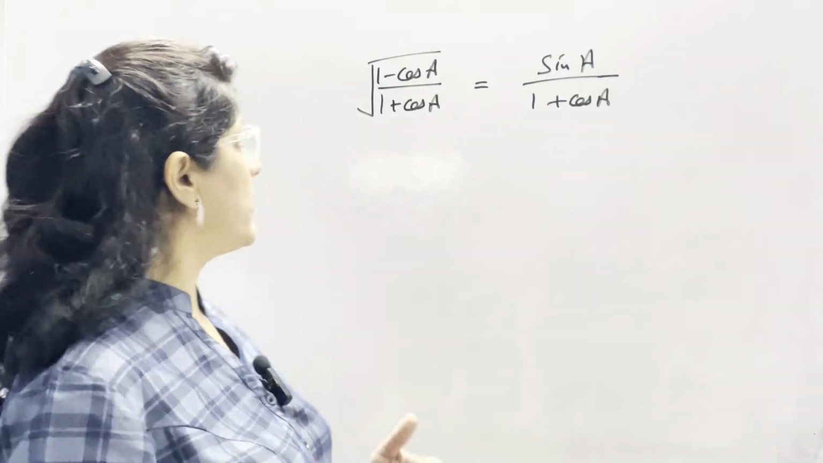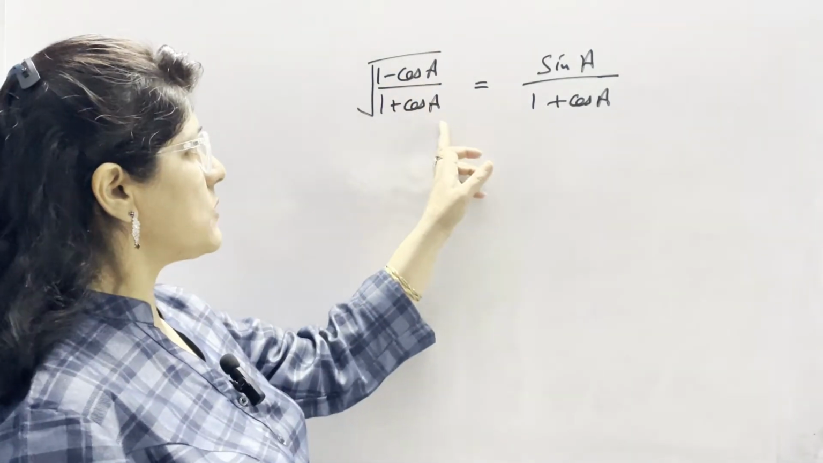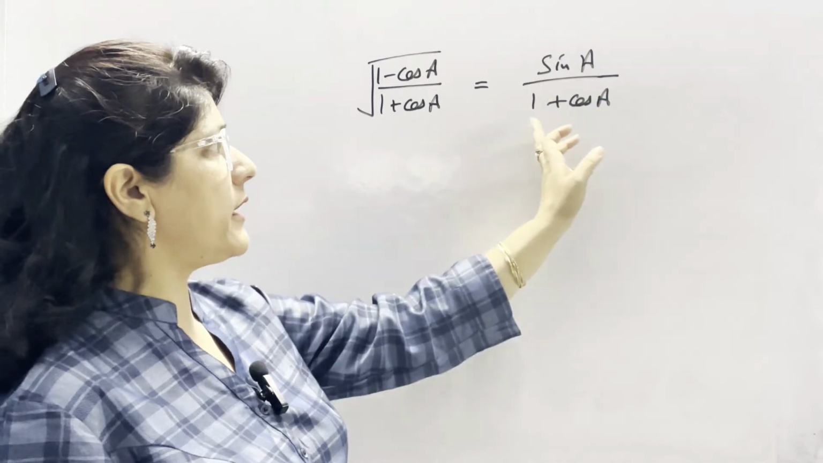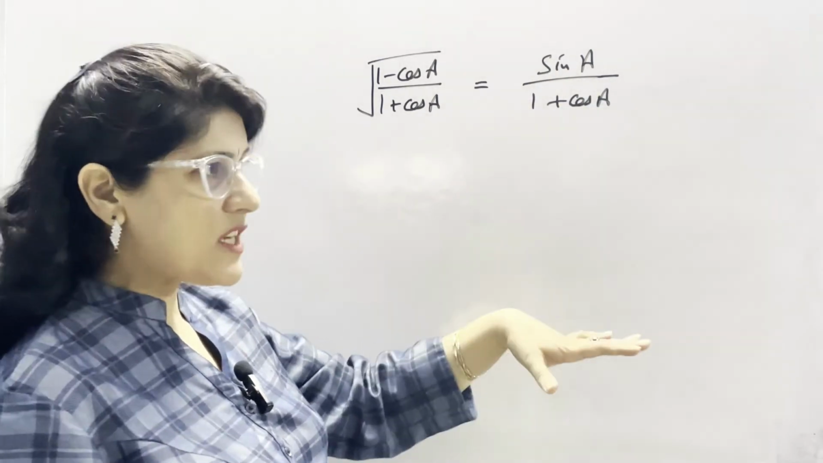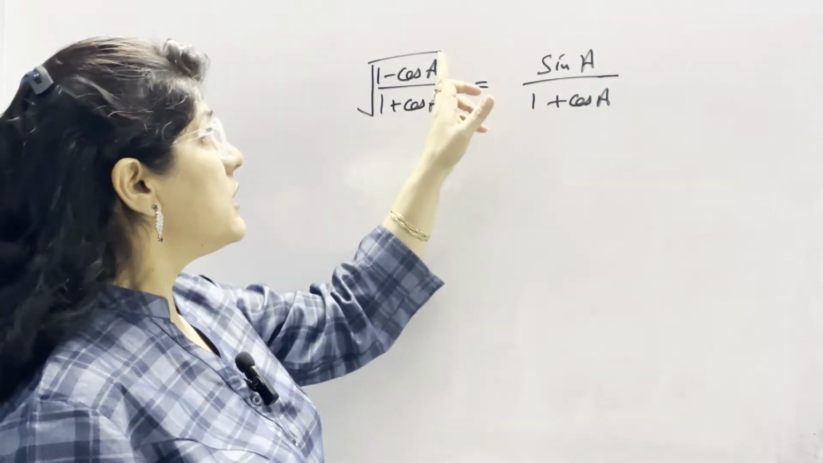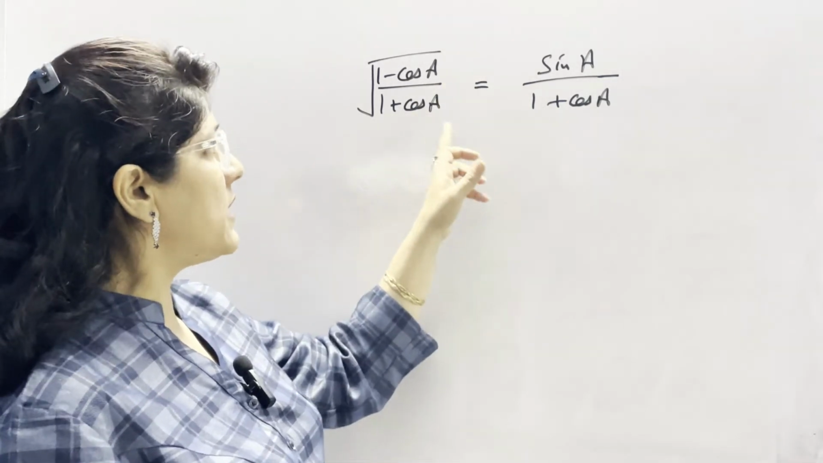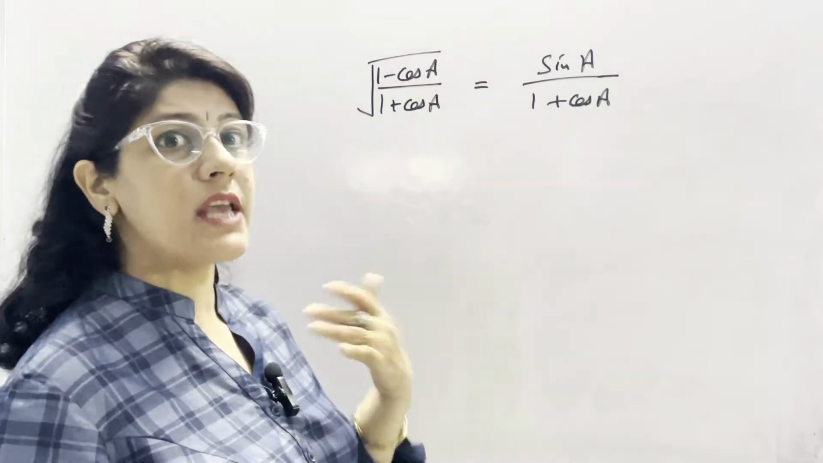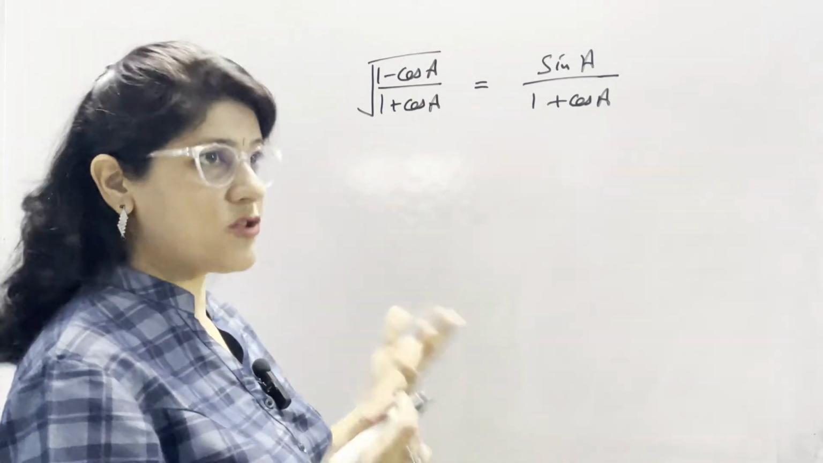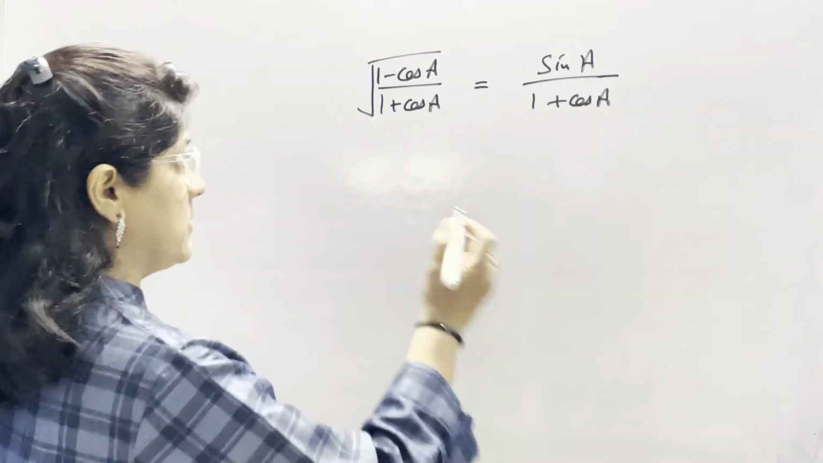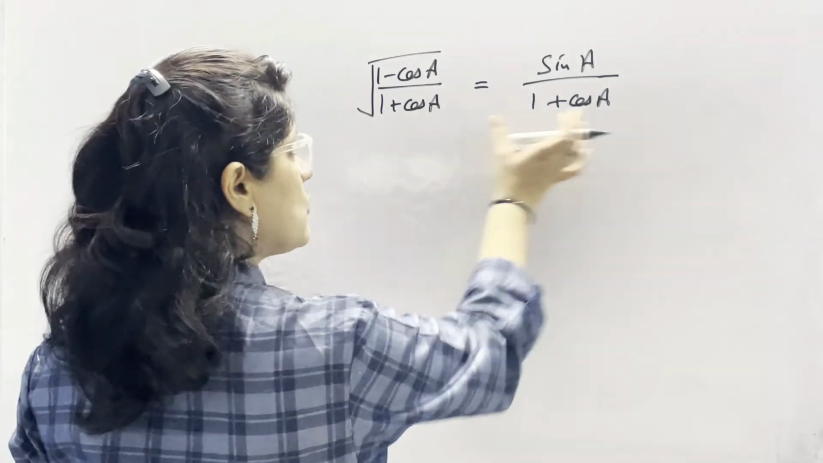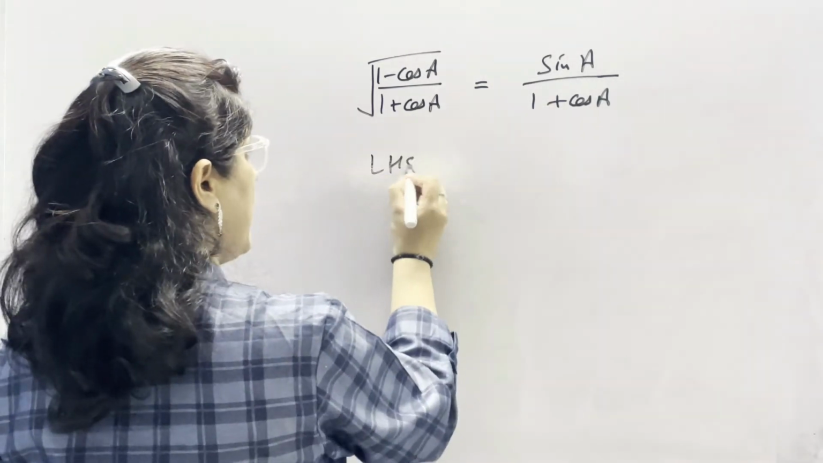Next, question number 4: under the root, 1 minus cos A upon 1 plus cos A is equal to sin A upon 1 plus cos A. Now in this type of question, where there is only the difference of plus and minus in the numerator and denominator, we can multiply the numerator and denominator with the same number, or we can rationalize it. Two methods are there, but here the denominator is the same. So we just need to solve LHS.